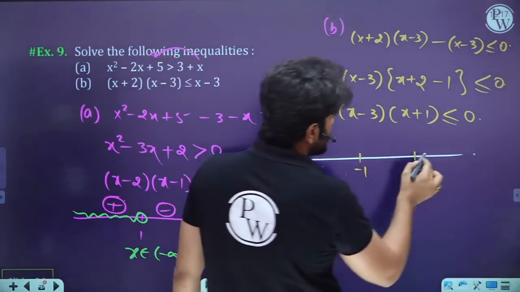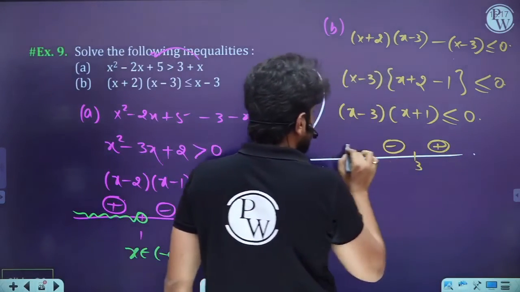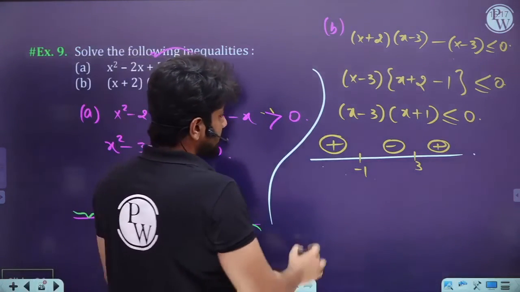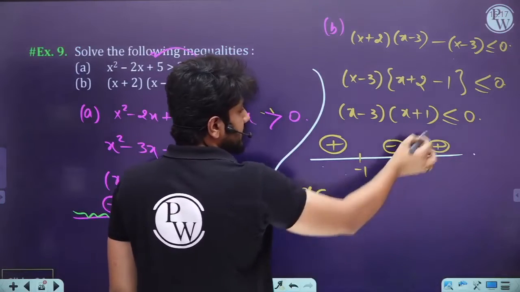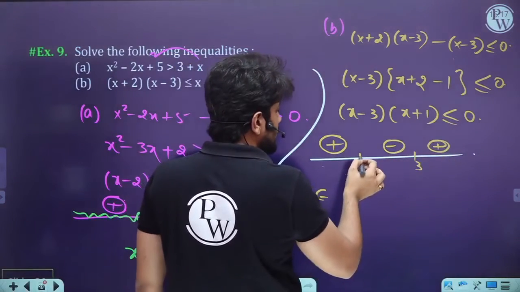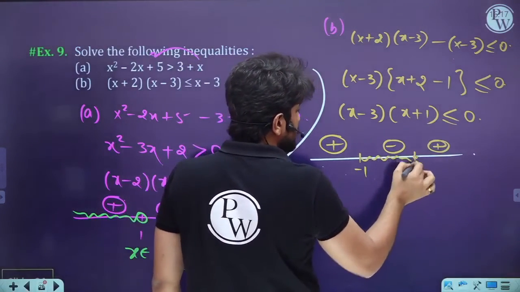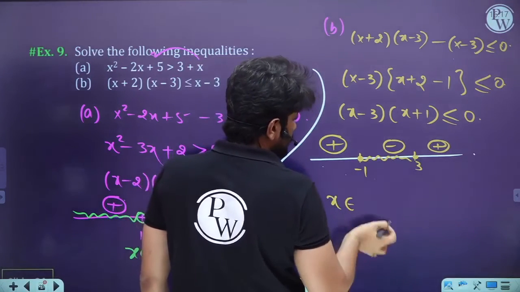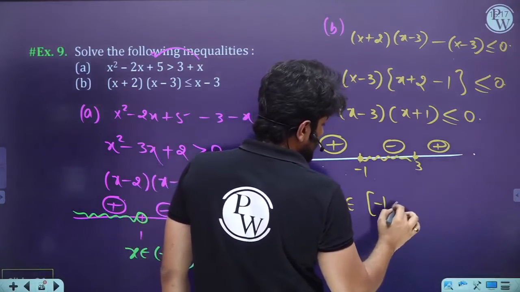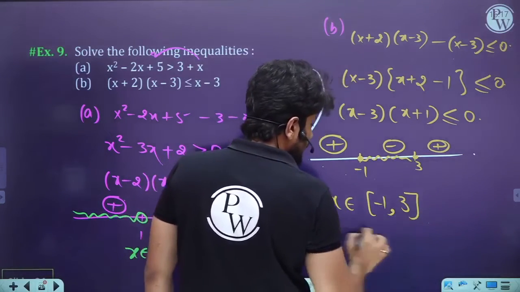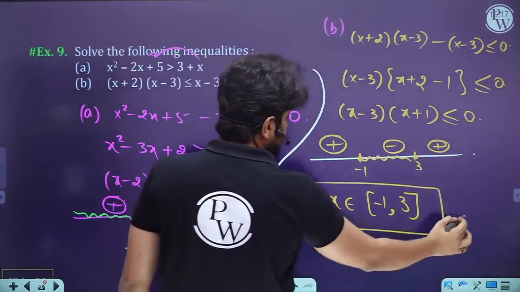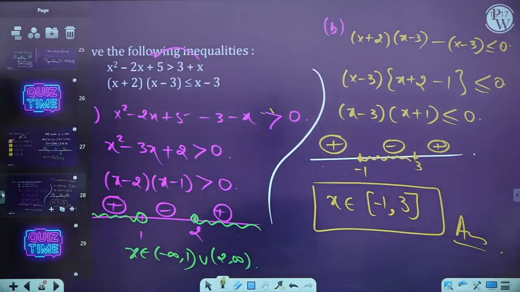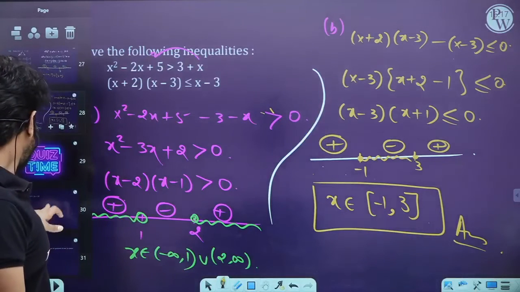Extreme right, we are going to put a positive sign, then a negative sign, then again a positive sign. Okay. So our answer will be x belongs to, because we are looking for less than or equal to 0, less than or equal to 0 will be this portion between -1 to 3. So x belongs to closed bracket -1 to closed bracket 3. Okay, that's our answer for the second part. I hope it's pretty easy for all of you.